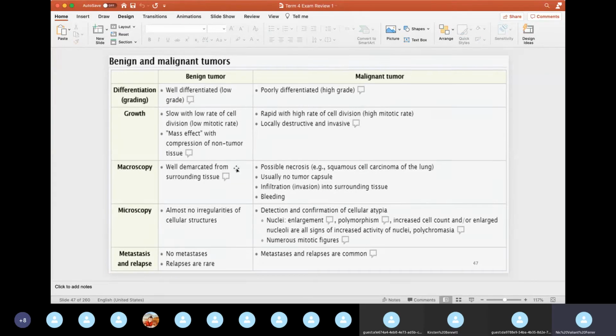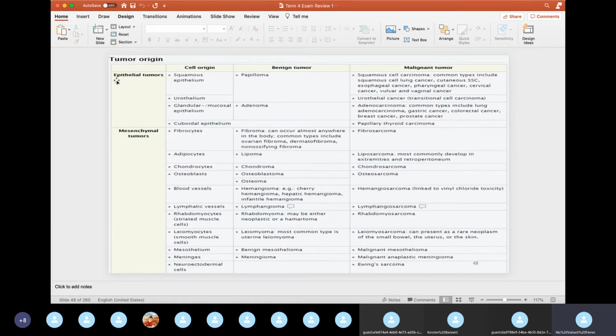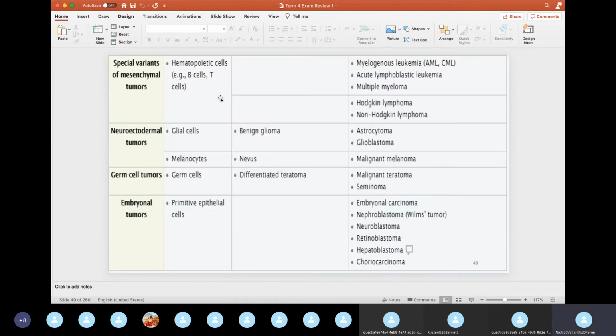What's the difference between benign and malignant? Put a star here. Benign: well differentiated, well demarcated, no metastasis. Malignant: poorly differentiated, rapid rate of cell division. In microscopy, I can have enlargement, polymorphism of the nucleus, and numerous mitotic figures. And I can have metastasis and relapses. Another table, you need to know the names. If it's benign or malignant, you can read that one. Again, same thing, you can read that. At your leisure.